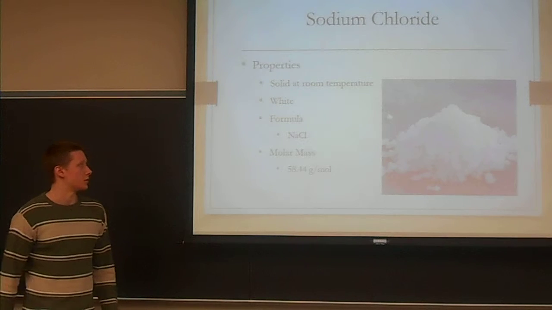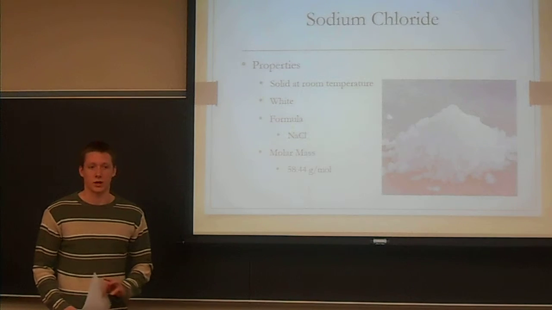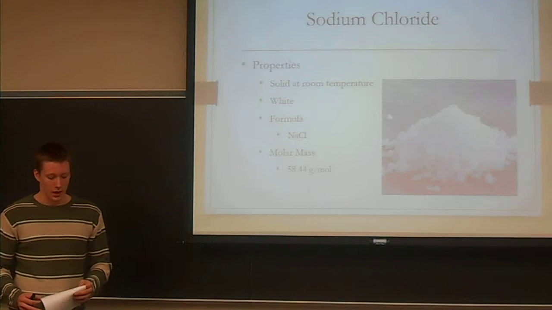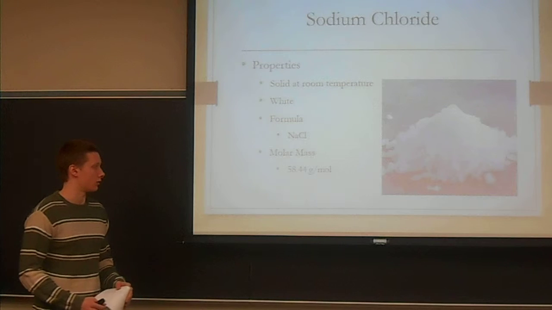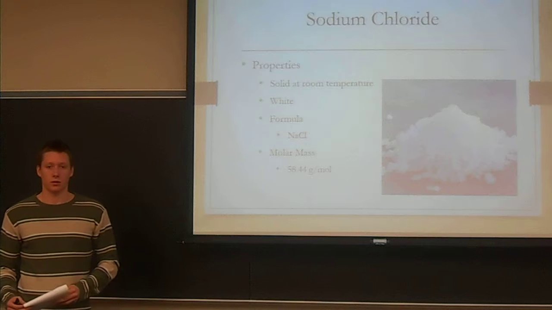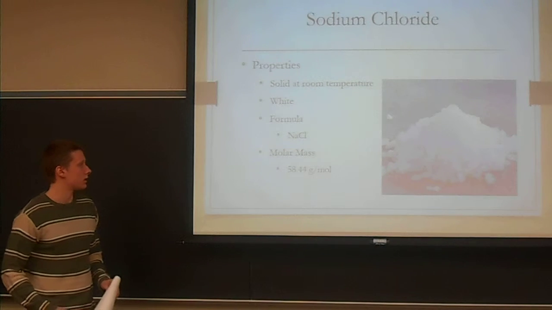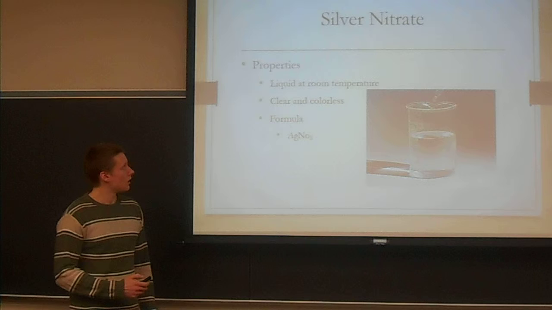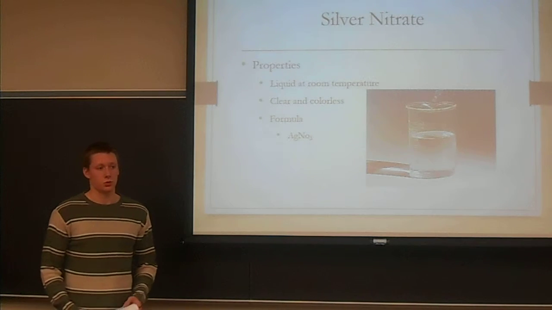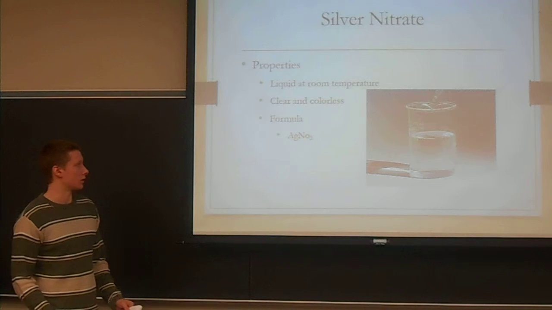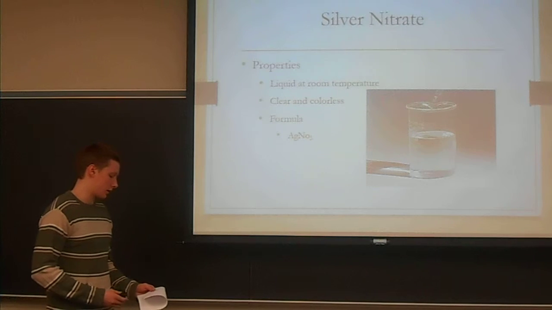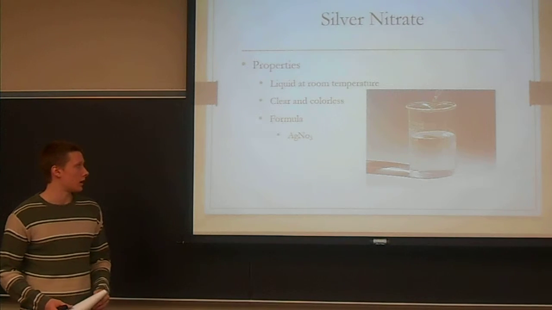Okay, so a little bit about sodium chloride. It's solid at room temperature. It's white. The formula is NaCl. It has a molar mass of 58.44 grams per mole. The anion of it is Cl, and the cation is Na. Properties of silver nitrate. The one that we used was liquid, and it's clear and colorless. The formula is AgNO3. The cation is Ag, and the anion is NO3.